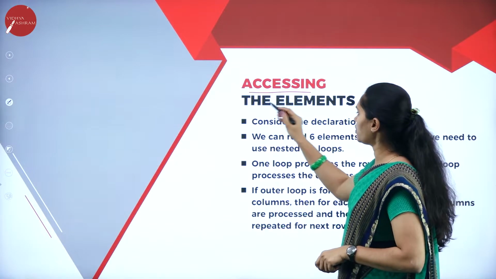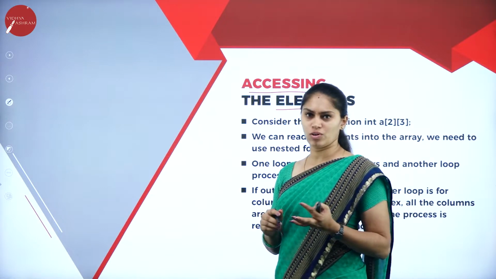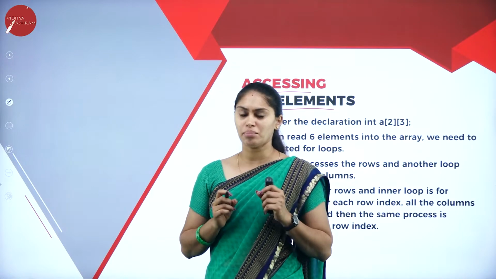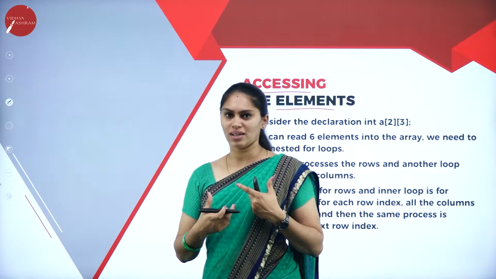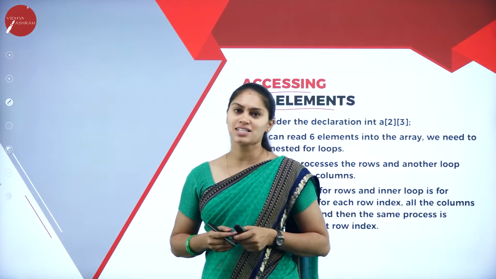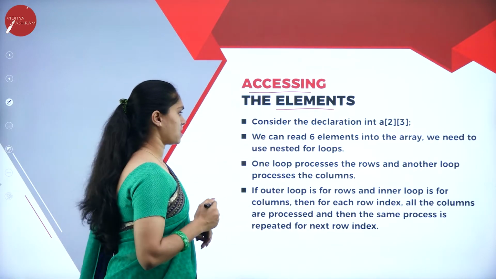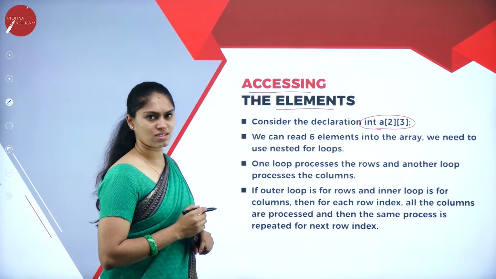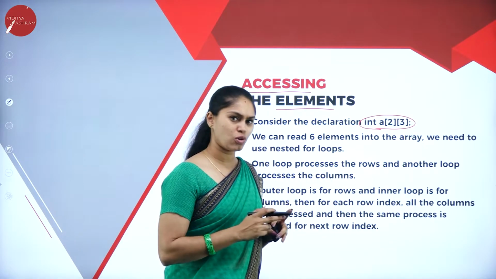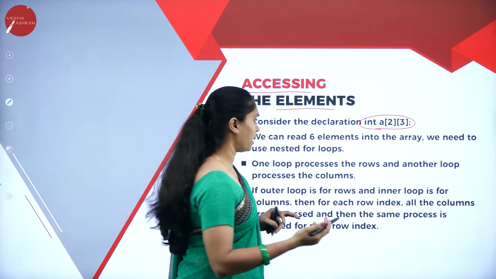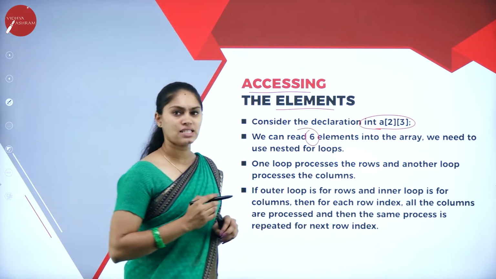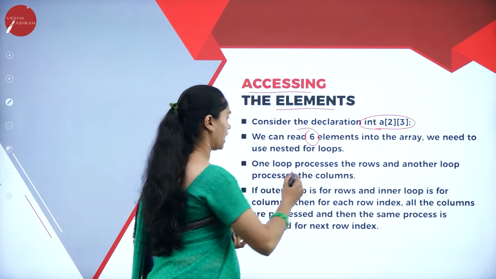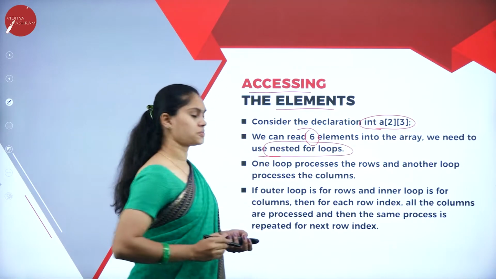So next, how are we going to access the elements? We know we have an array that is 2-dimensional, and it is going to comprise rows as well as columns. Then with the program, how can I access 2-dimensional array elements? We'll see. Before that, I have to take an example, int a of 2 cross 3. What does it indicate? It has 2 rows and 3 columns. The total number of elements is 6. Then how are we going to access the 6 elements? That too with the help of nested for loops.